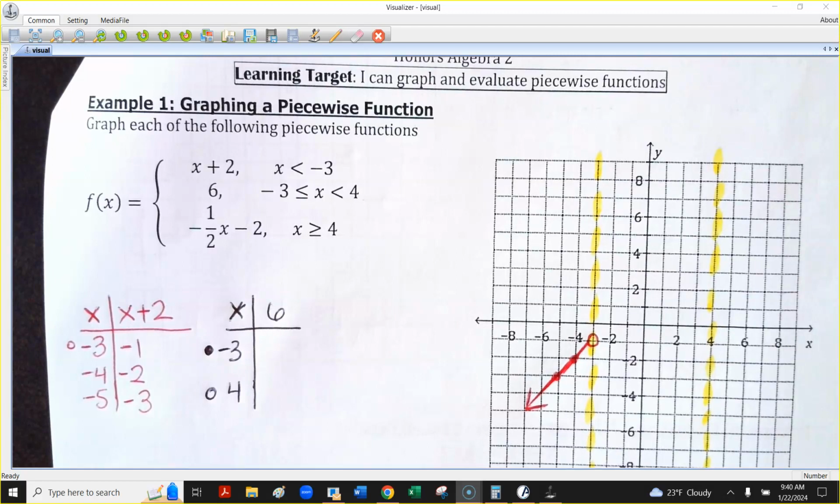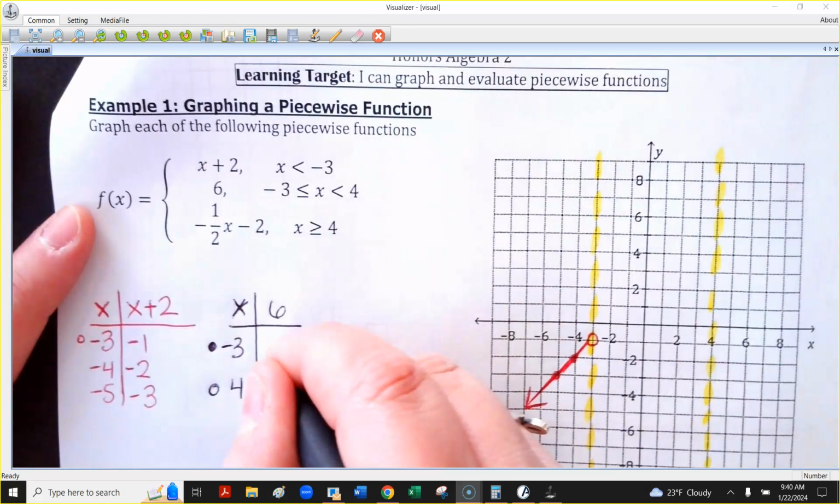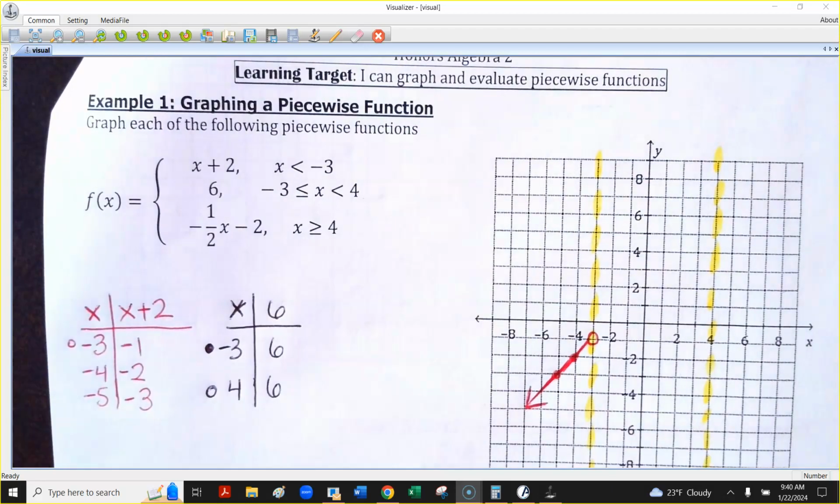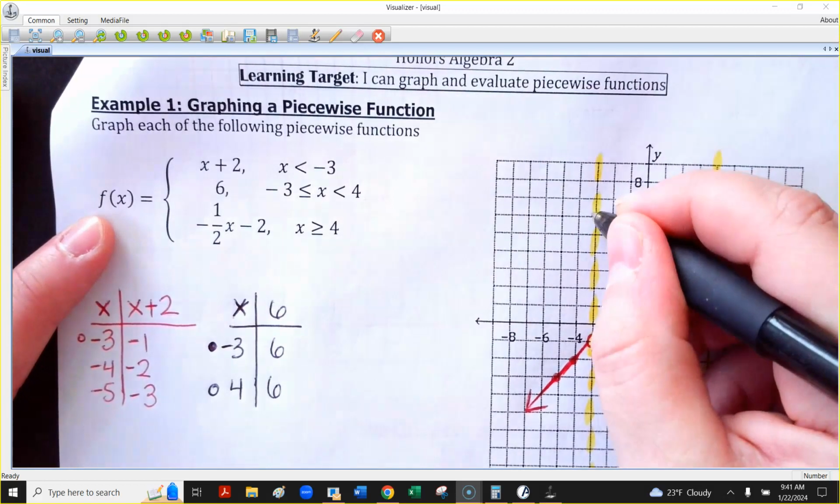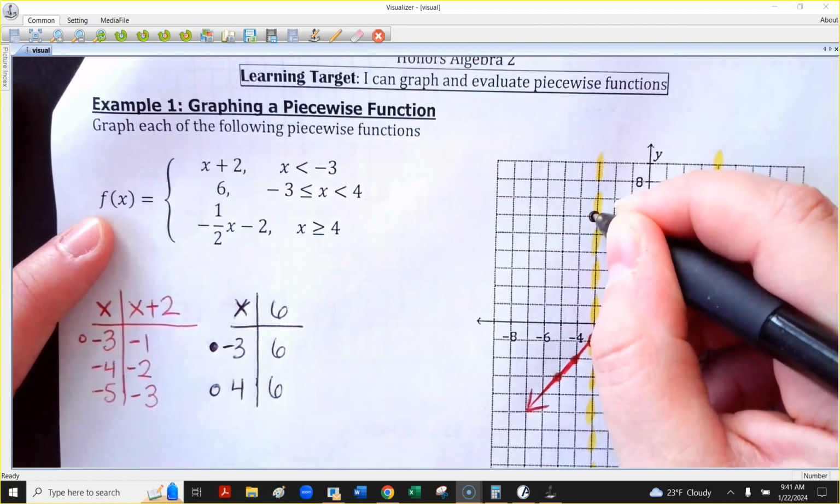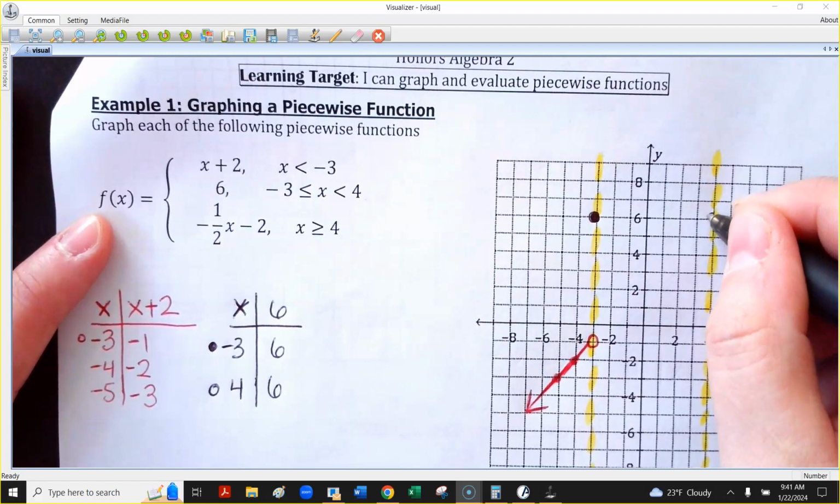I usually just do that to help myself remember. And then we're just going to play connect the dots with these 2 points. So both of these are just going to be 6. This should just be a horizontal line across between the 2. So -3 up at 6, I'm going to have a filled-in circle. And over at 4, we're going to have an open circle.